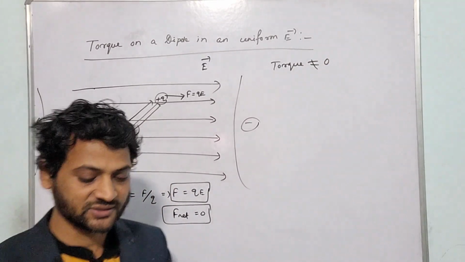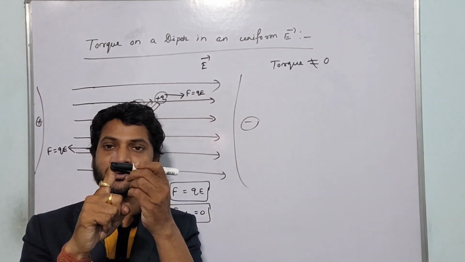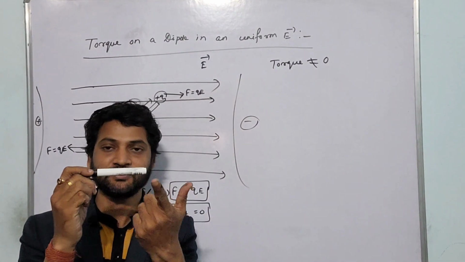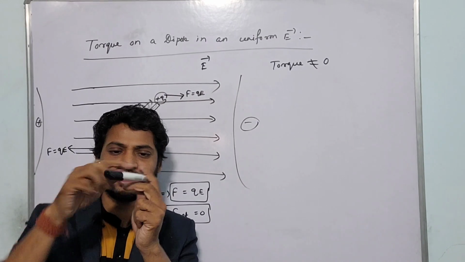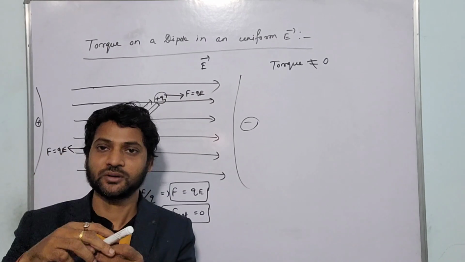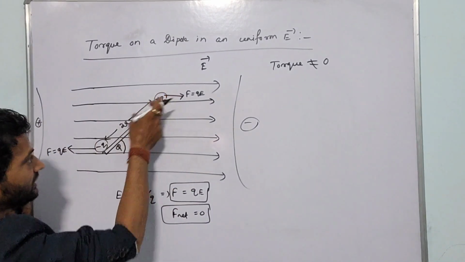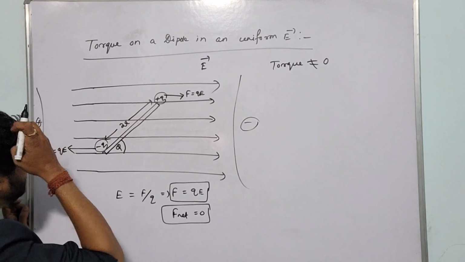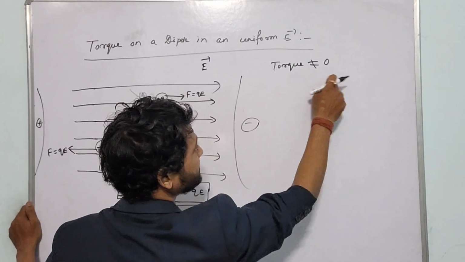I'm giving an example. Let this be a marker. ये एक marker है. ठीक है? I'm applying 5 Newton force here and, at the same time, 5 Newton force here. So what is the net force? Net force is 0. But it will rotate. Why will it rotate? Because of torque. Torque is not 0, क्योंकि force is acted at different points or in two different arms. So torque is not equal to 0.